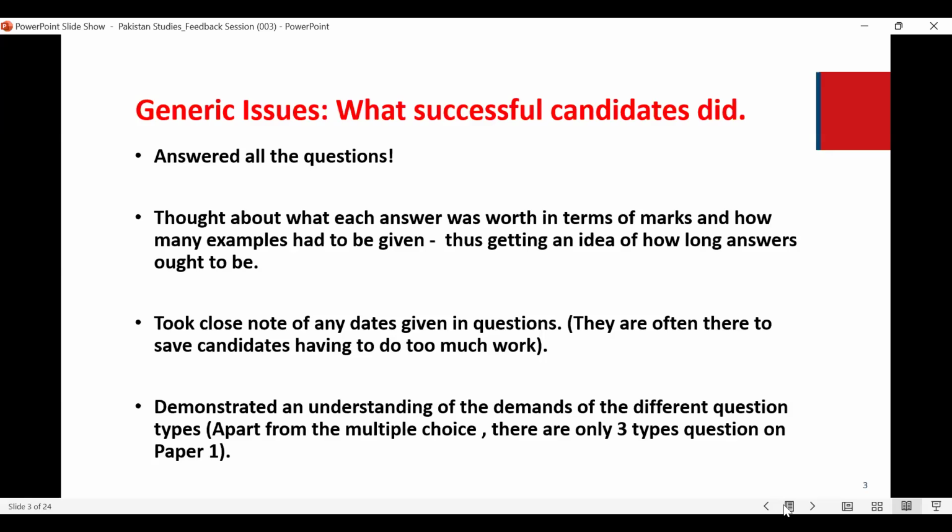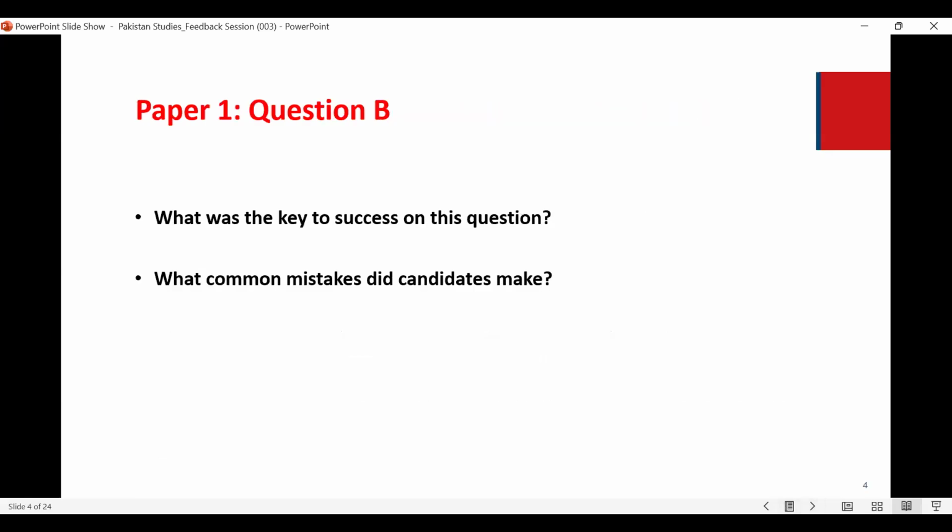But if we move on and have a look at question B, just have a bit of a ponder. What was the key to success on this question? And have a think about what common mistakes you think candidates make on this. So I'll just give you a couple of minutes to have a think about that. What was the key to success on question B? And what common mistakes did candidates make? And then I will have a bit of a talk with you about that, and hopefully you'll be thinking along the same sort of lines.